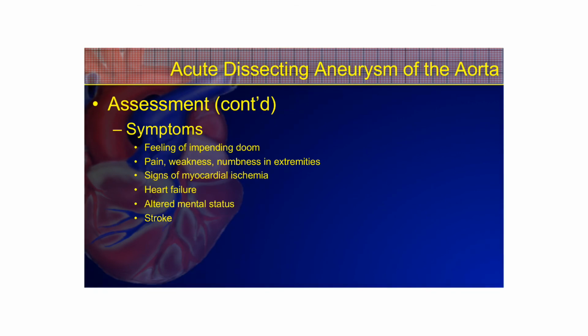So the patient with an acute dissecting aneurysm of the aorta would have some symptoms, including anxiousness or the feeling of impending doom, which is always a bad one, right? Pain, weakness. A common symptom is numbness and tingling, what we call paresthesia, in the extremities. It may be so bad that they'll want to jump off the stretcher. Signs of myocardial ischemia, heart failure, altered mental status, stroke, paraplegia, cardiac arrest, sudden death, of course, and syncope are all symptoms of an acute dissecting aneurysm of the aorta.